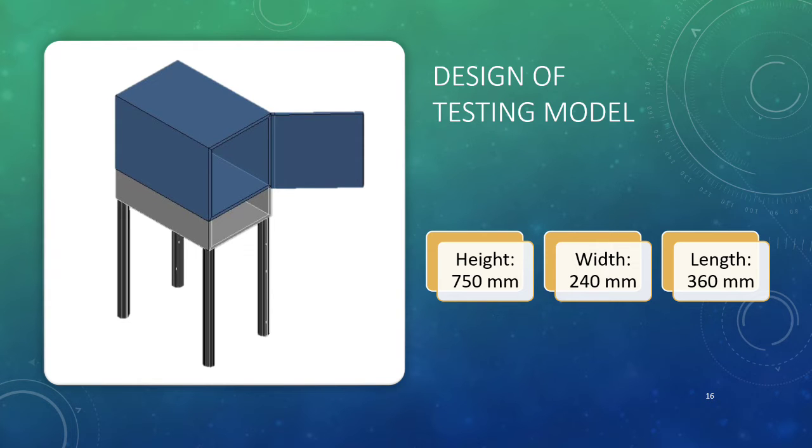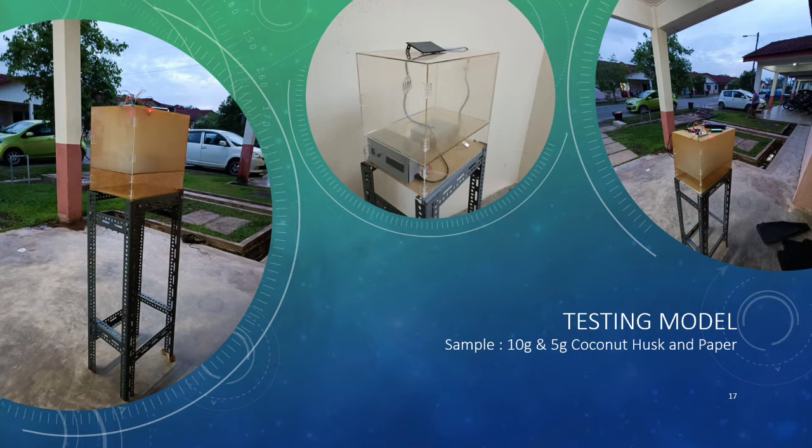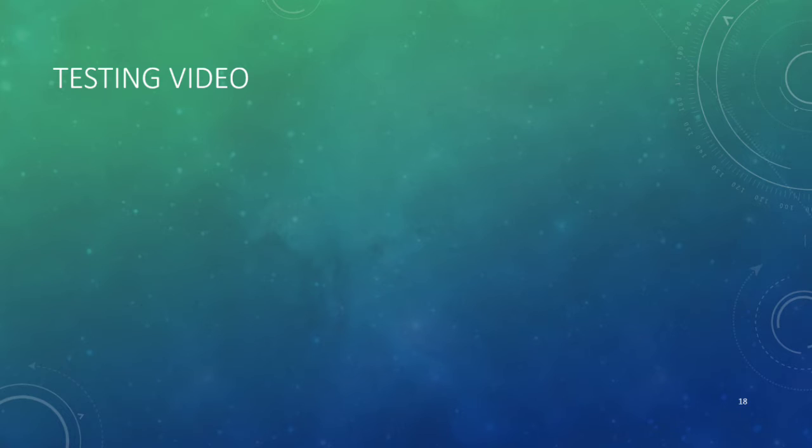This is the design of our 1:10 scale testing model. And for our sample, we use 10 gram and 5 gram of coconut husk and paper. Next, we will show you our testing video.